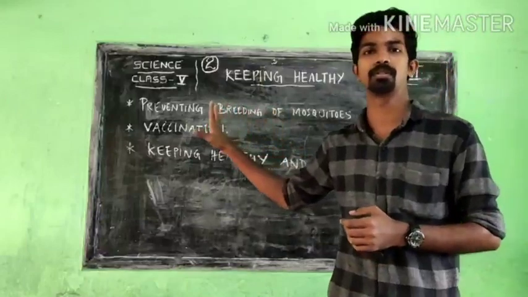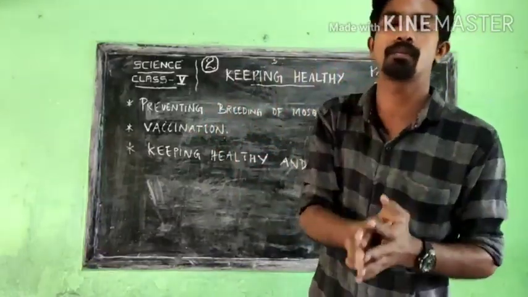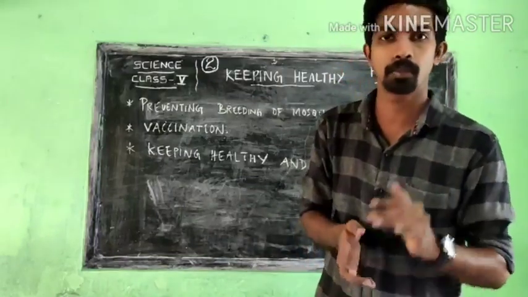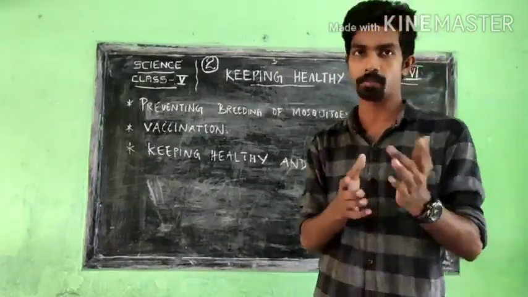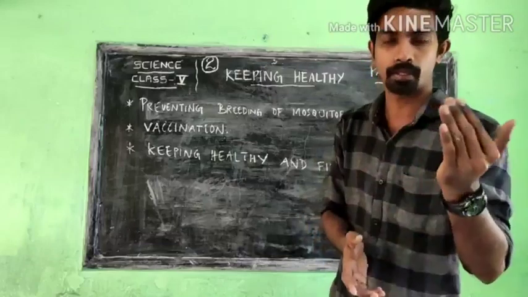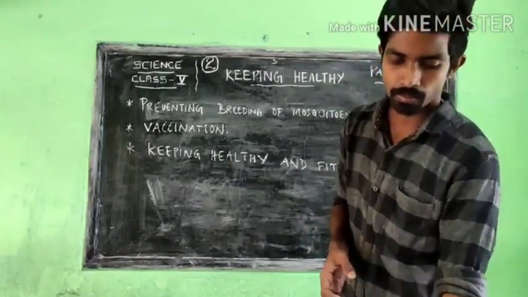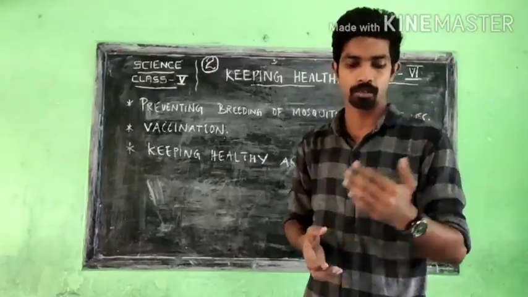First one, preventing breeding of mosquitoes and flies. You know that mosquitoes and flies are very dangerous. They can easily give you different types of communicable diseases, which we already discussed, like flu, cold, and TB.